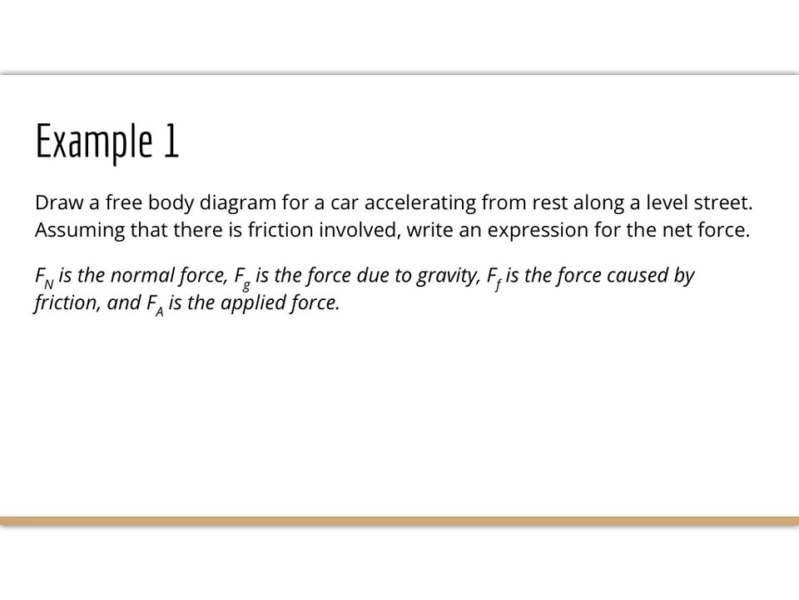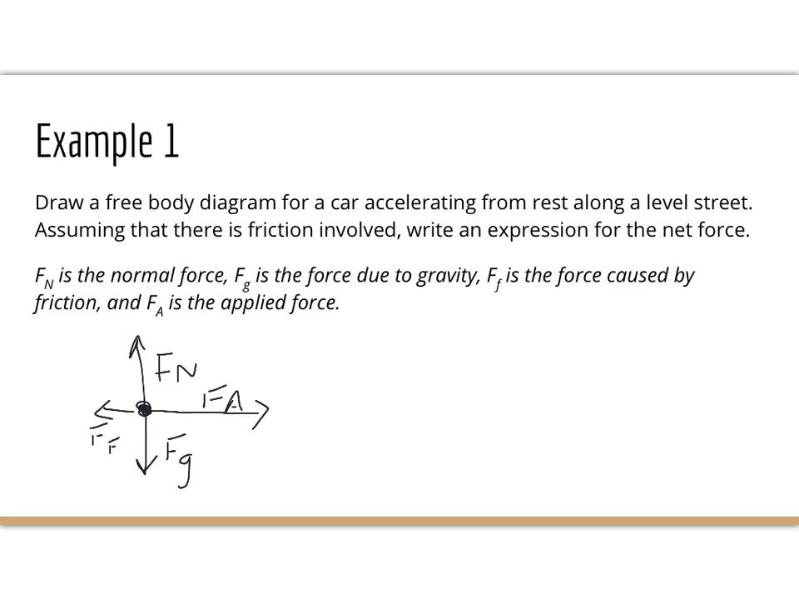So a free body diagram for a car accelerating from rest along a level street. Assuming that there is friction involved, write an expression for the net force. So we start with a circle or a dot. That's where our free body diagram object is. We know we have F of n, and I'm going to try and make F of g look the same because they're balanced. The object isn't moving up or down. We always have friction. And if the object is moving, we know that the applied force has to be greater than friction. Remember, if they're equal and opposite, the object isn't actually moving.